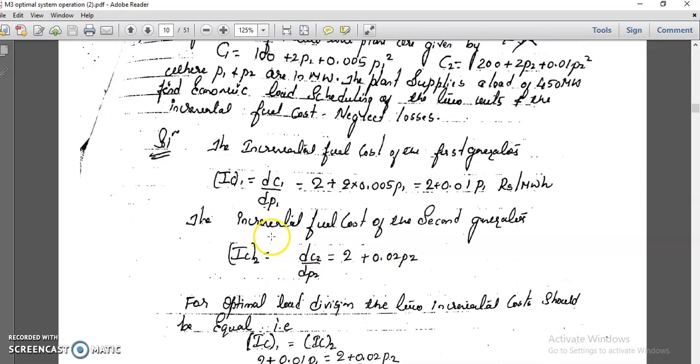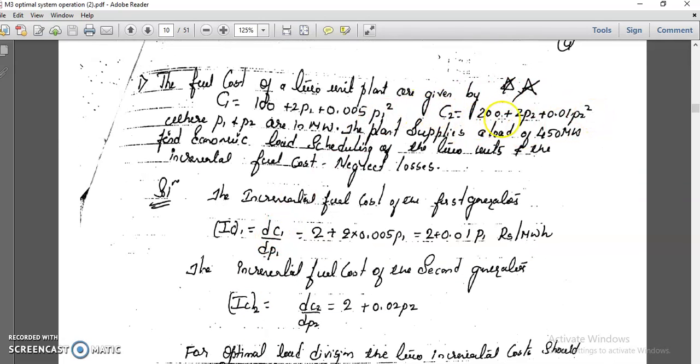And this is the incremental fuel cost of the second plant. Two plants are given. P1 and P2 are in megawatts, and the total demand PD is given as 450. So how is this 450 scheduled among the two plants? You have to find P1 and P2 along with the lambda value. Here losses are neglected.